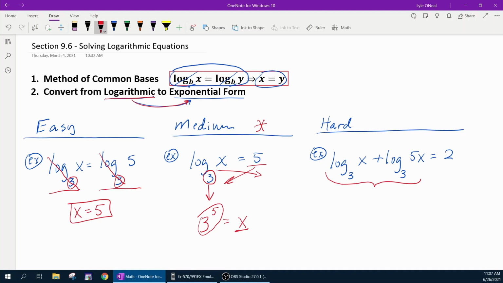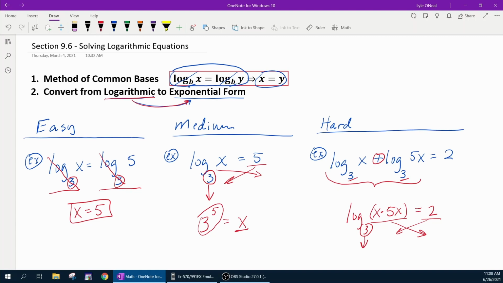So just real quick, for this particular case, we have addition between two logs. Notice those logs do have the same base, so we can use the product rule that says addition turns into multiplication. And so we can combine the x and the 5x and make it x times 5x. Again, that's using the product rule. And then once you get this down to a single logarithm, then you can bring the base down, switch the other two around, and you can finish and solve for x. So those are the three categories we're going to look at in this particular lesson.